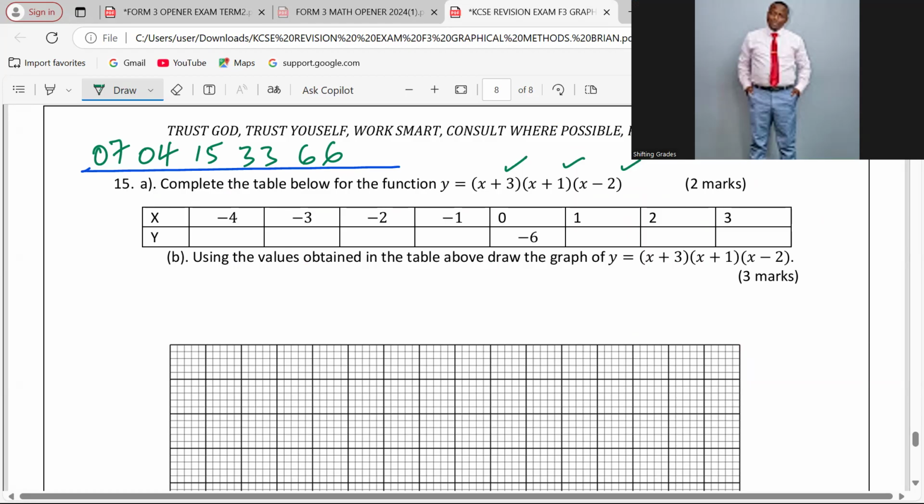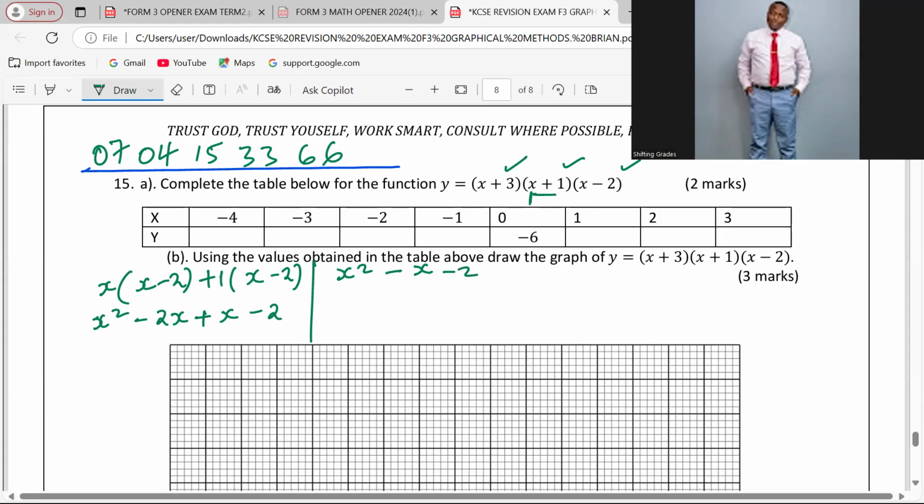I would advise you to first of all expand. Remember, these are factors. So we expand them first. Let's start by multiplying the last two. We start with x times everything in the second bracket, so x by x minus 2. Then 1 times everything. So this is going to be x squared minus 2x plus x minus 2. After combining, I'll be getting x squared minus x minus 2.